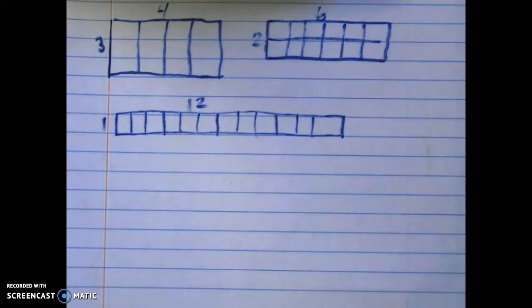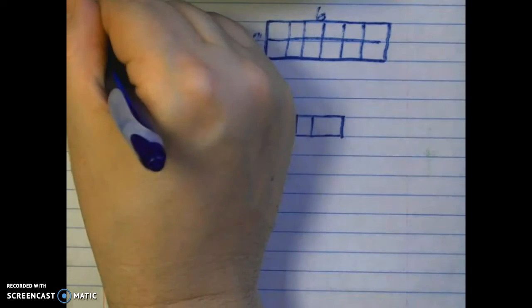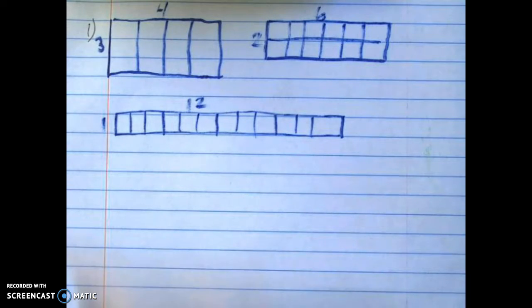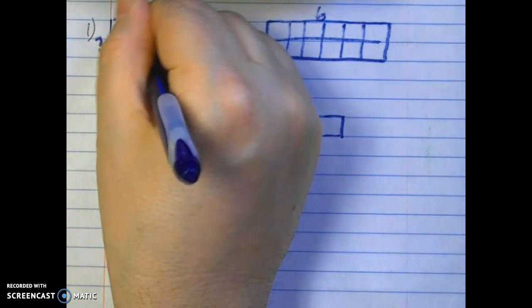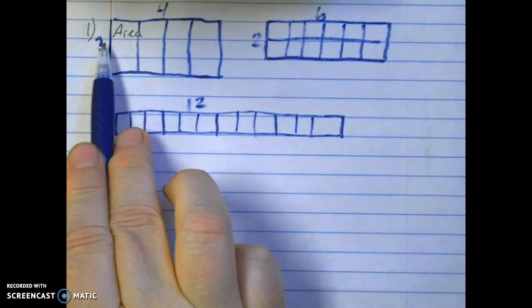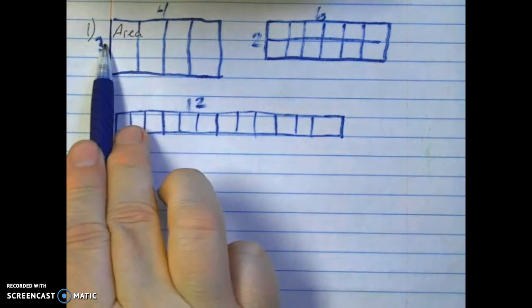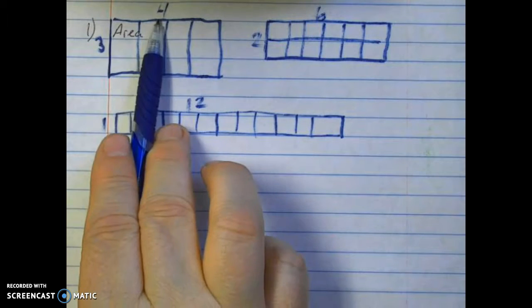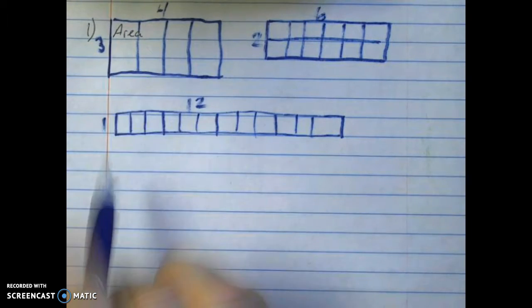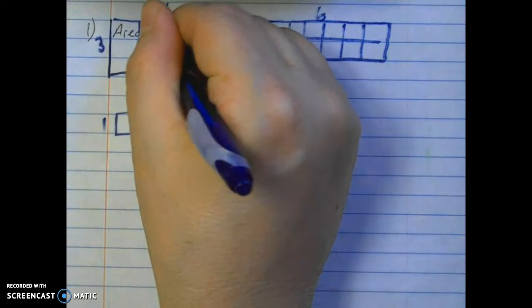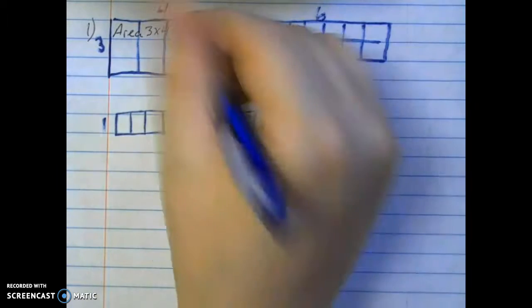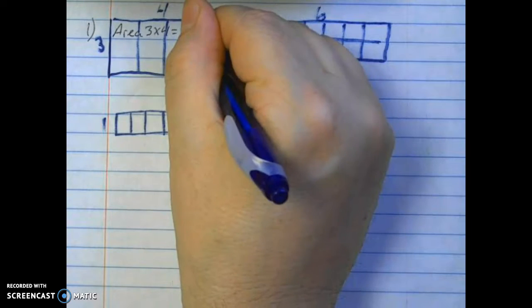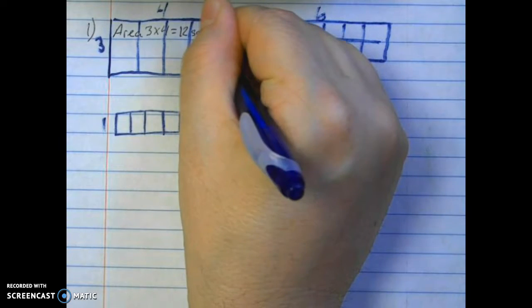Today we're working on being able to find the area and the perimeter. So the first one we're going to do is, for example 1, we're going to find the area. And to find the area, we're going to multiply these two numbers. This one says that there are 1, 2, 3 boxes going down. There are 1, 2, 3, 4 boxes going across. So we would write 3 times 4 equals 12, and we'll call it square units.